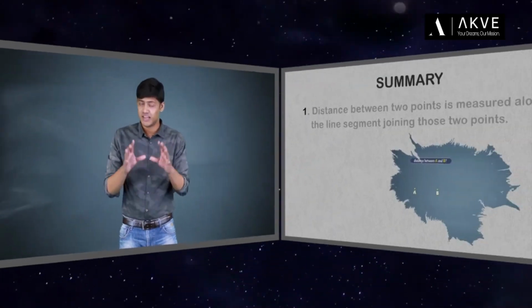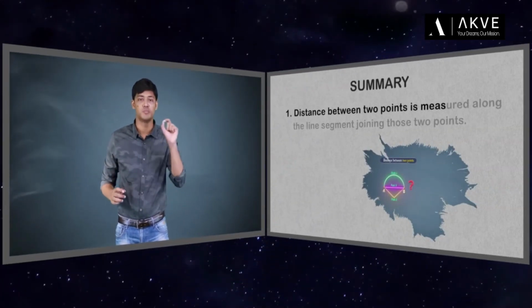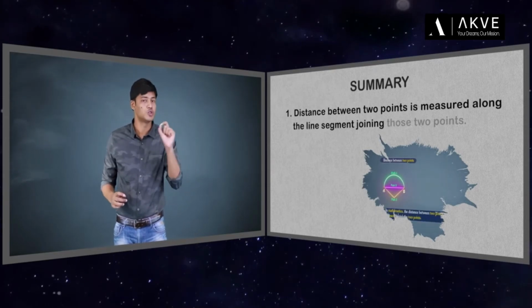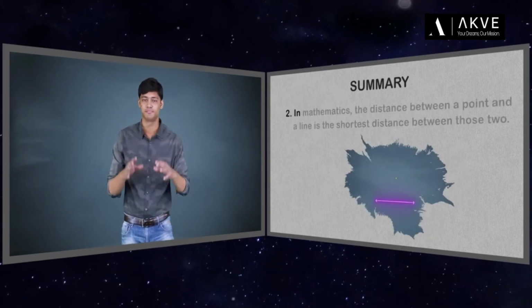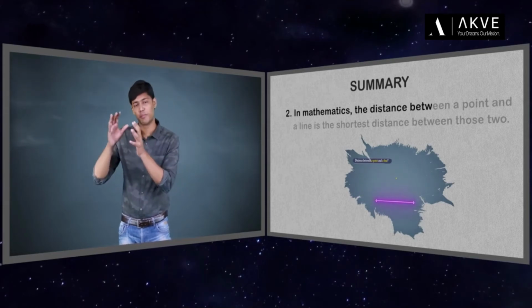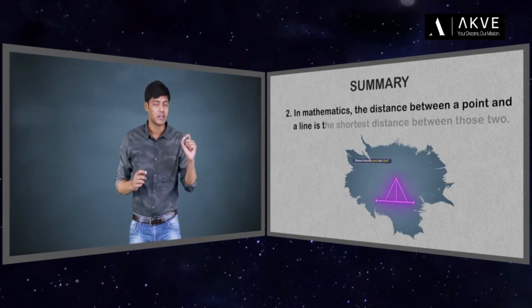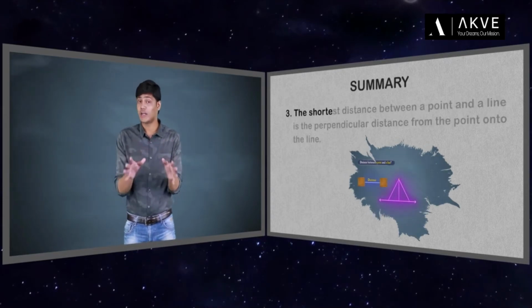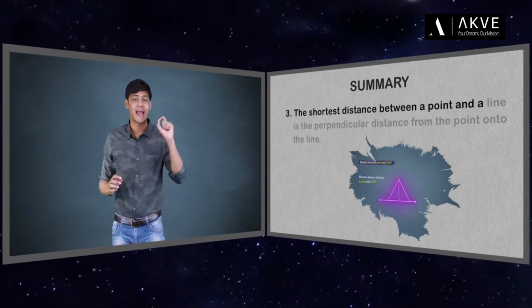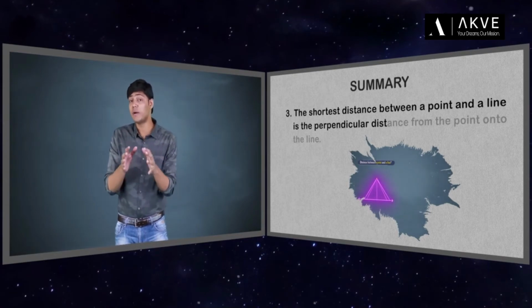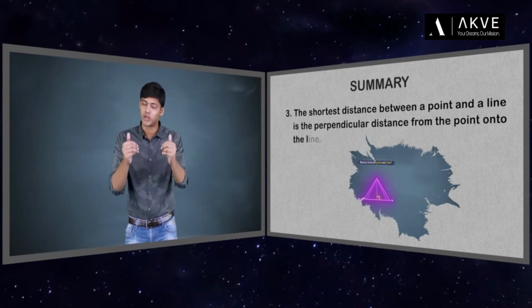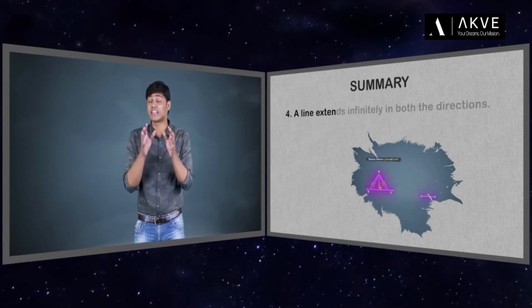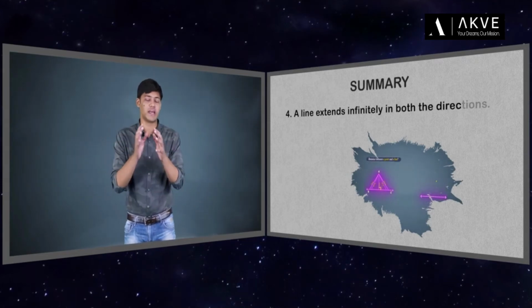So, before we end this video, let's quickly summarize what we have learned so far. The distance between 2 points is measured along the line segment joining those 2 points. In mathematics, the distance between a point and a line is the shortest distance between those two. The shortest distance between a point and a line is the perpendicular distance from the point onto the line. A line extends infinitely in both the directions.